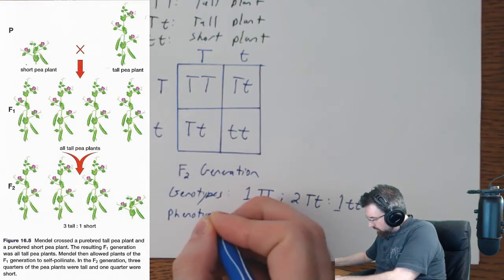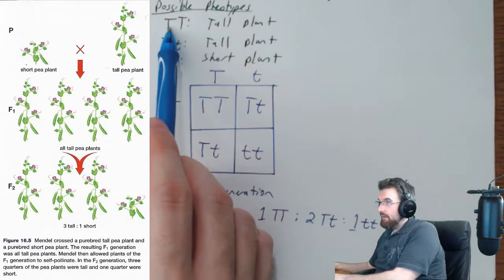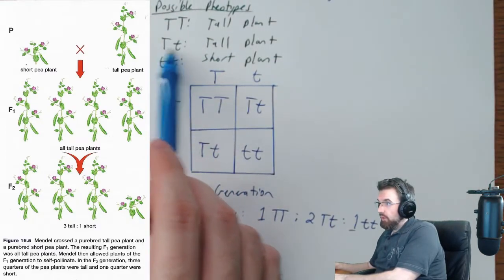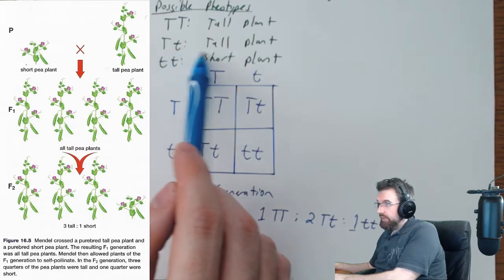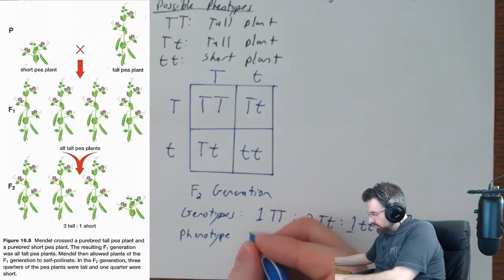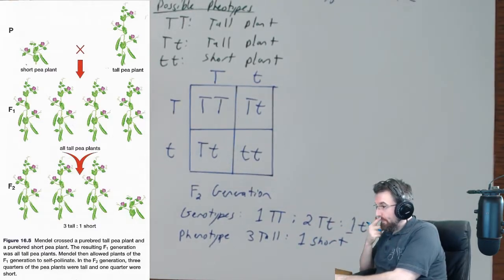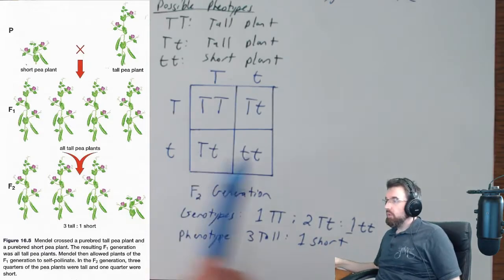What's our phenotypic ratio going to be? What are the different phenotypes? Remember, from up here, 2 capital T's or 1 capital T, 1 small t, they all end up being tall. So this and this are tall, and this one is short. So we have 3 tall to 1 short. Okay, and that's what we end up with.